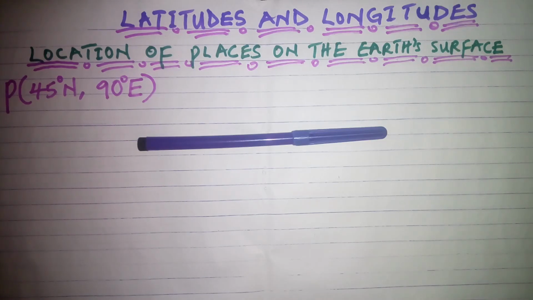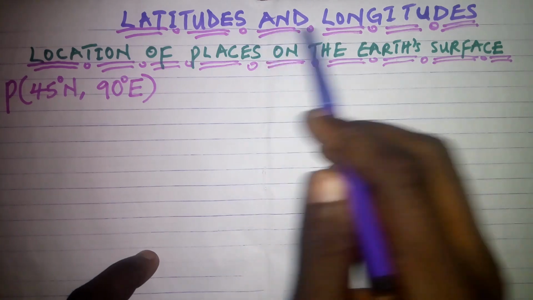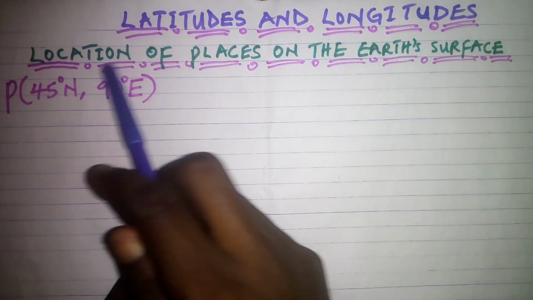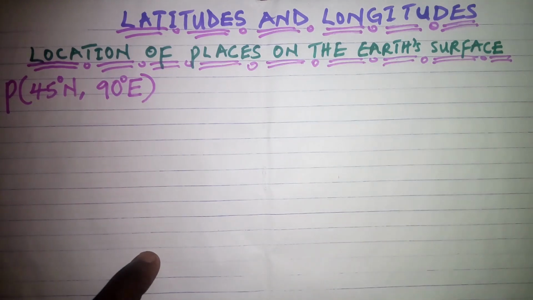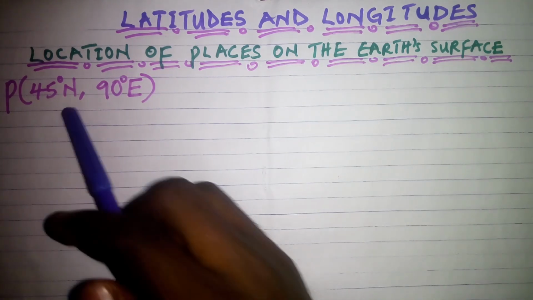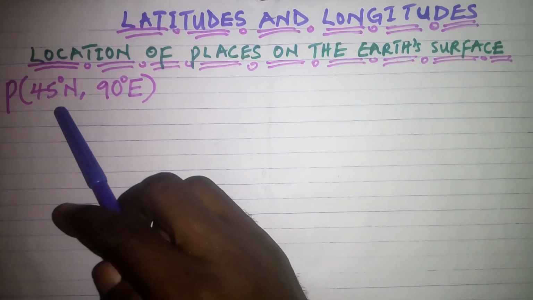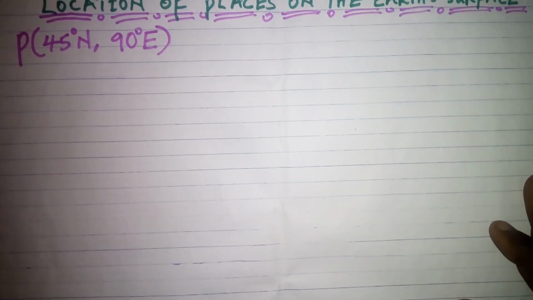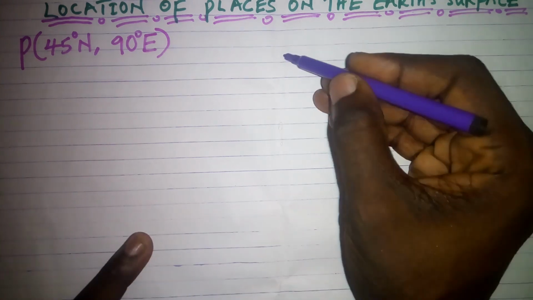Okay, so we are still on latitudes and longitudes, and in this video we're going to be looking at location of places on the Earth's surface. So we have this coordinate here and we want to locate this on the Earth's surface. We are going to draw a sphere. So draw your sphere.